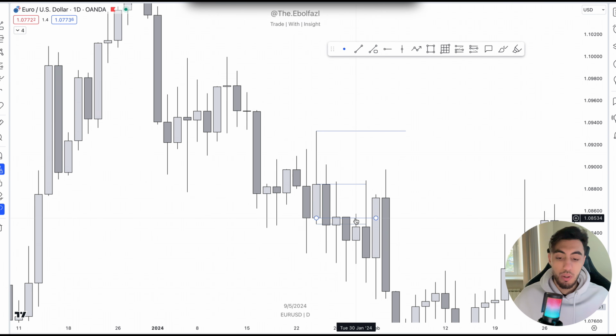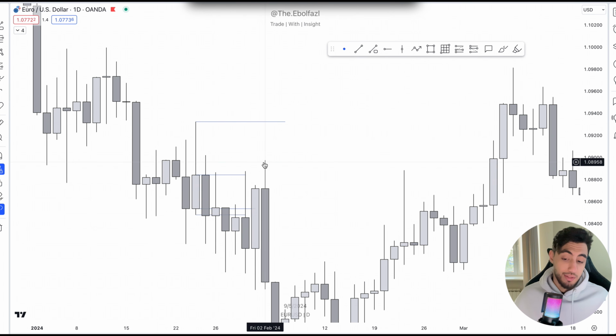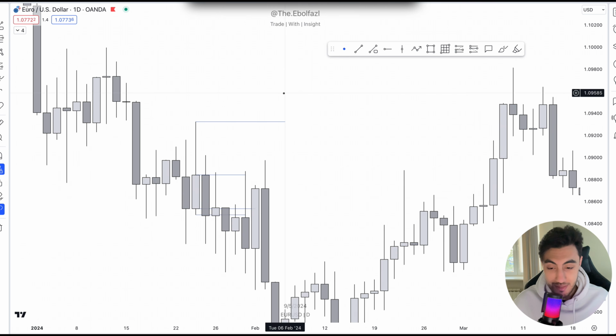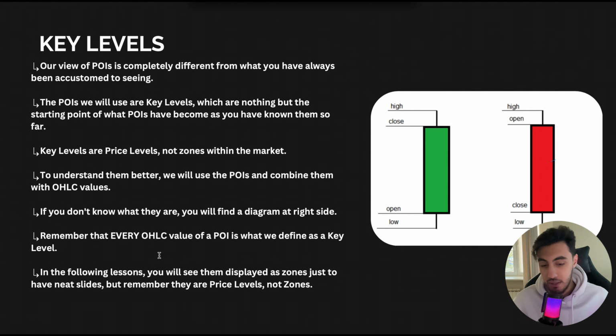Okay, so we are going to talk about how you can find a POI in the OHLC levels. In the following lessons you will see them displayed as zones just to have nicer slides, but remember they are price levels, not zones. So let's dive into them.